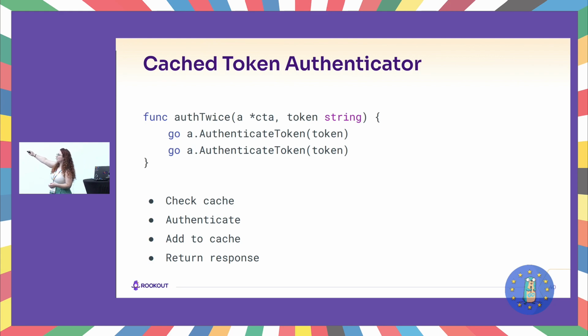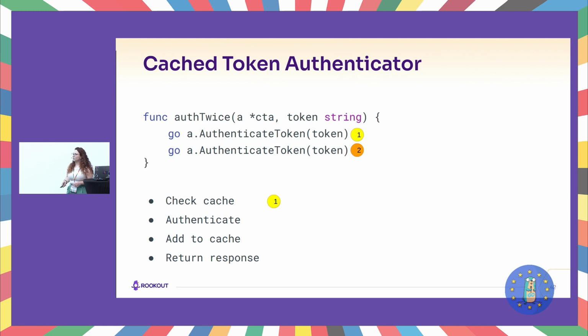But let's think about this situation. For some reason, I'm calling authenticate token twice with the same token at the same time. I kind of wrote the flow of the function just so we can visualize what's happening. First, we check cache. If we have a cache hit, we can immediately return a response. But if we don't have a cache hit, we'll authenticate and then add to cache. And for our simulation, this is the first time we're trying to authenticate with this token that's given to auth twice. So we have these two numbers, and each is going to represent its own authenticate token call.